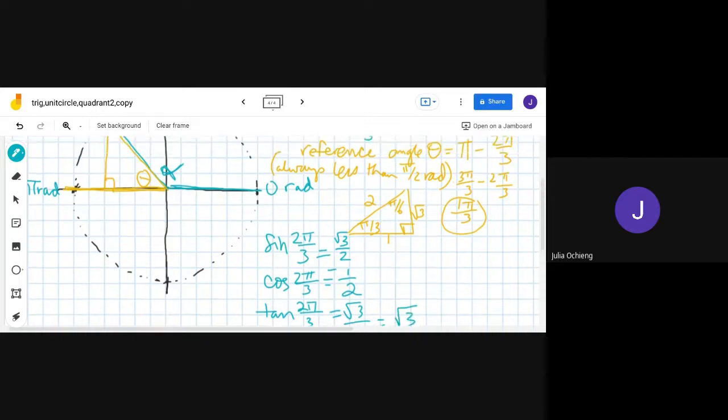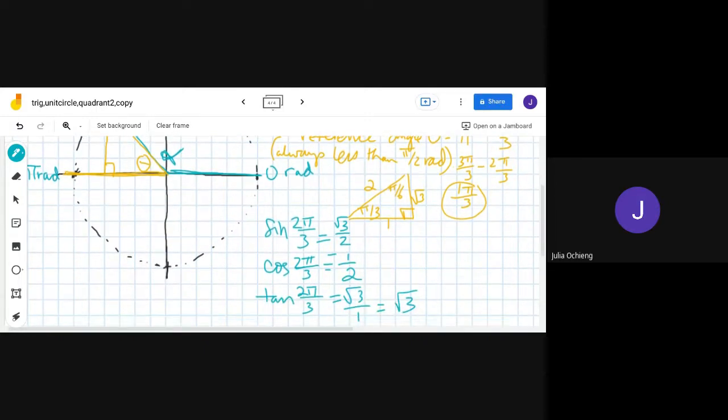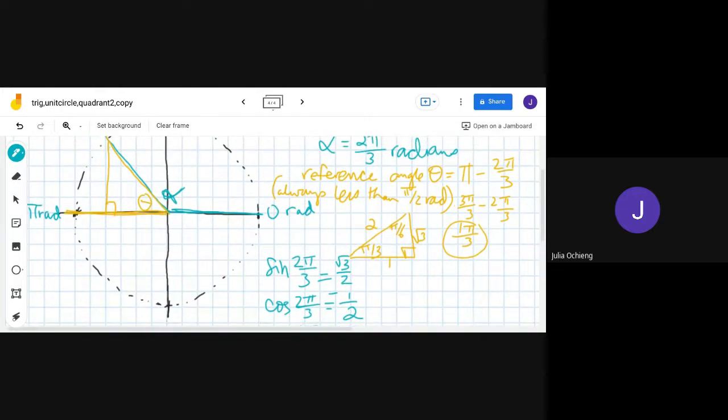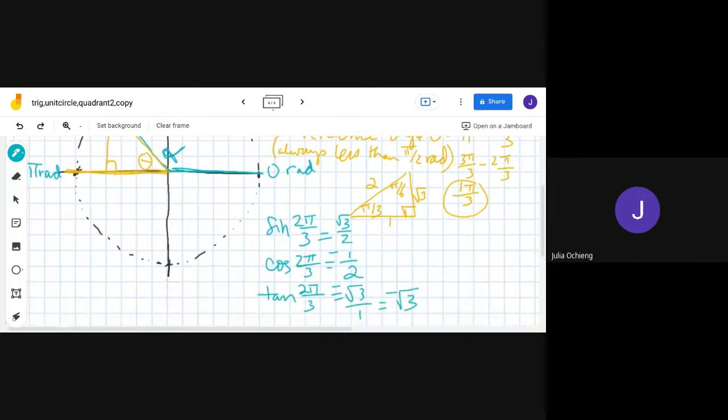And remember that tangent, you can either remember that tangent is sine over cosine. So if cosine is negative, then my tangent is going to be negative. Or you can remember that tan is, in this case, opposite over adjacent. Opposite is a positive y, and adjacent is a negative. So that means that positive over negative is going to give me a negative answer for tangent in the second quadrant. So that is one example in the second quadrant right here: the values of sine, cosine, and tangent of 2 pi over 3.